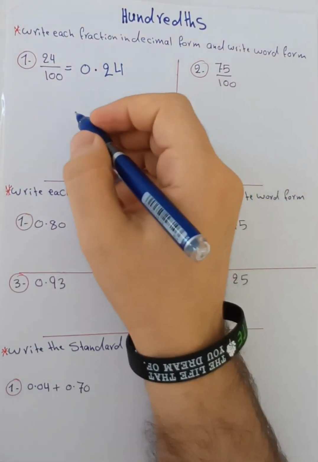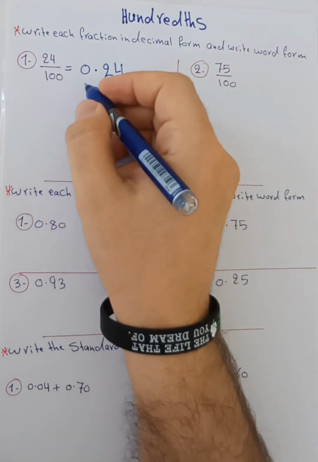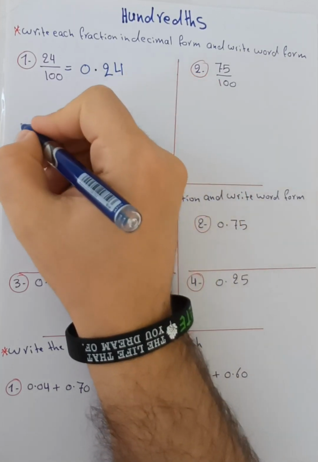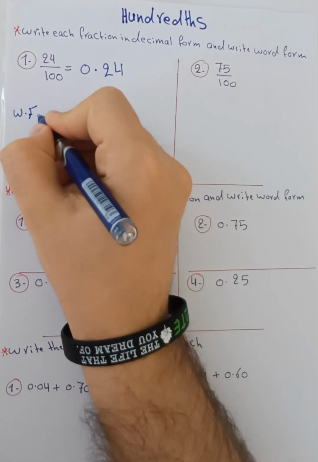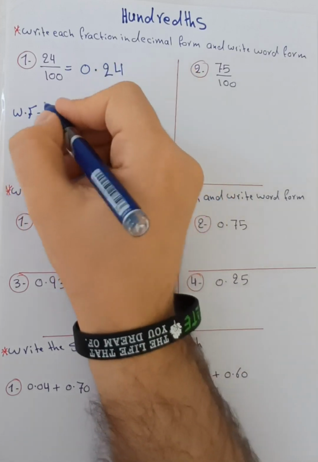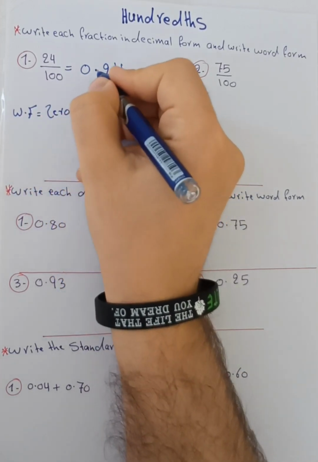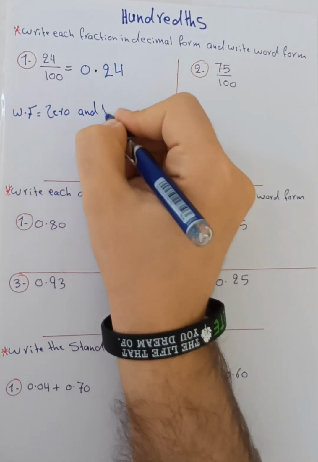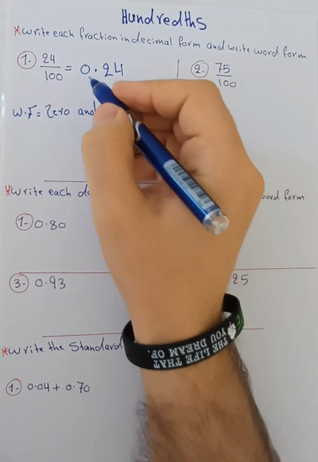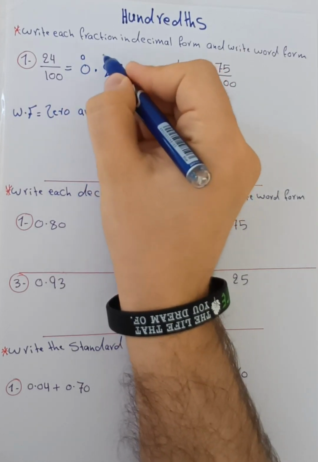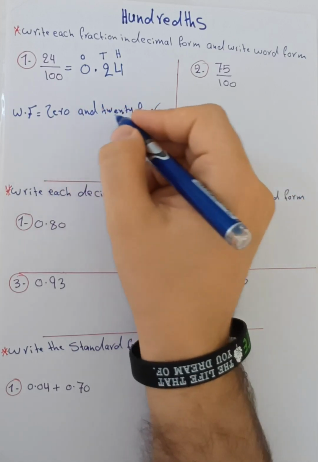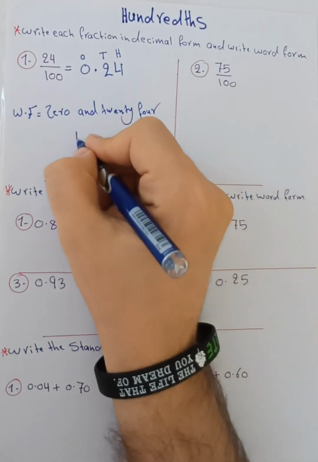After that, how can we read this decimal number and write the word form? For word form, we can say 0 and 24. This is ones, this is tenths, this is hundredths, so you have to say 0 and 24 hundredths.